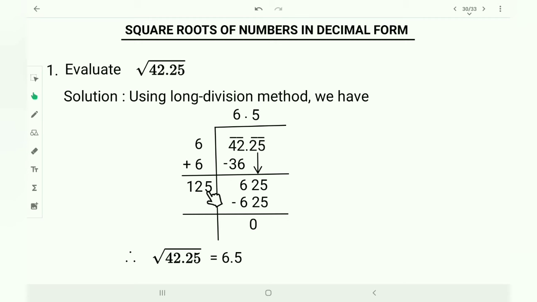Now multiply 125 by 5. You will get 625. Subtract 625 from 625, remainder 0. So whatever number you get as a quotient, this will be the square root of the given number 42.25. Hence square root of 42.25 is equal to 6.5.